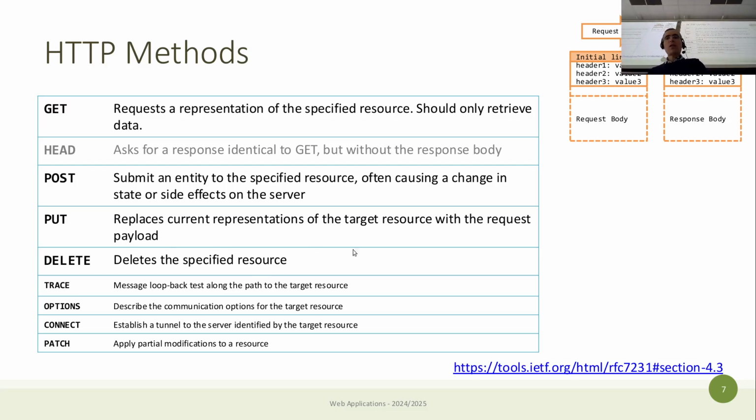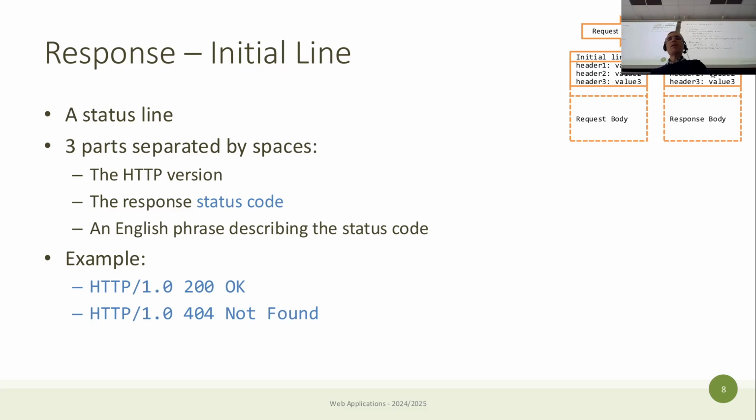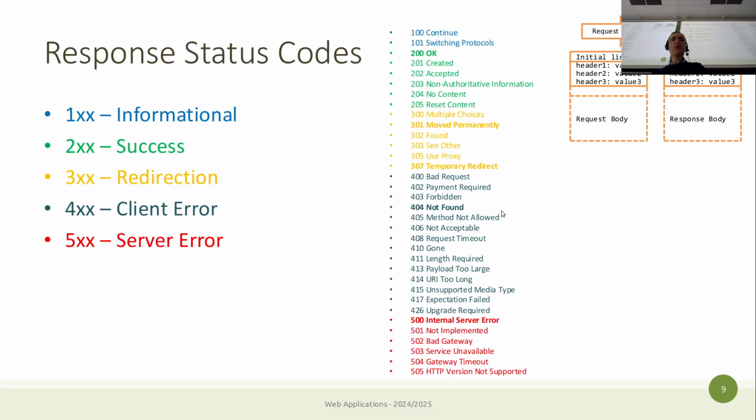Okay, response. Well, the first line is a status line, with 3 parts: the protocol version, a status code, and a human readable translation of the status code. These are the 2 most common ones. 200, okay. Everything went fine on the server side, and the server says okay. Or there's been a problem, and there can be quite a number of problems. You see, this is not an exhaustive list, but just to give you an idea.